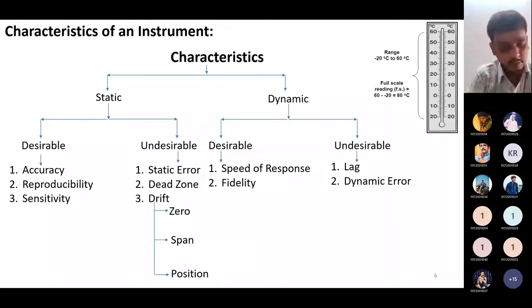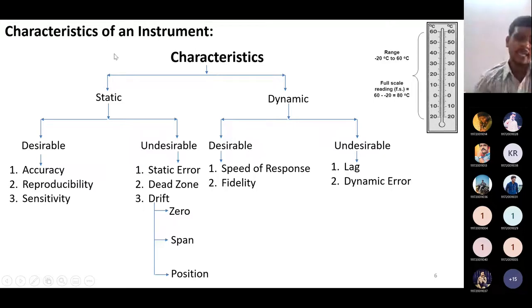So the static characteristics of an instrument are those which must be considered when the instrument is used to measure at conditions not varying with time. And the dynamic characteristics of an instrument are those whose quantities vary along with time. There is a dependency on time here, and independence of time in the static quantities. Among the static and dynamic characteristics, there are two categories: one is desirable, another one is undesirable. Desirable, we need more and more. Undesirable, we need very, very less, as much as possible. We need to suppress these undesirable characteristics.